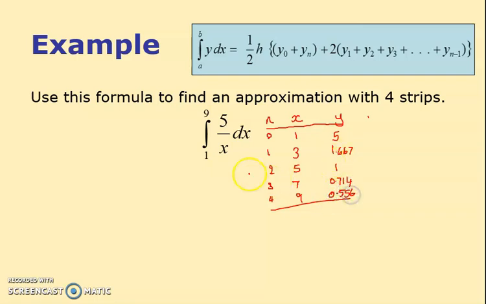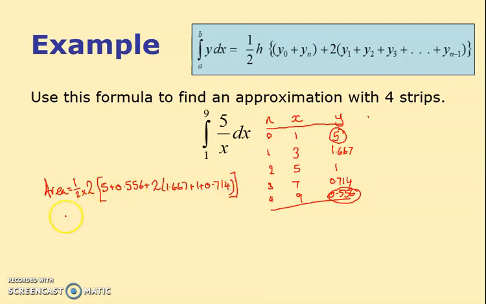And so the rule basically says to work out the area, you do a half of h, which we know is 2. We've already calculated that. And we go the first one, y0, and the last one, yn. So we go 5 plus 0.556 plus 2 of all the others, and we just add those together. So we go 1.667 plus 1 plus 0.714. Close brackets. And we type those in.